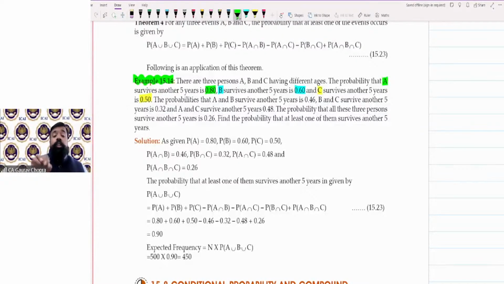Now, it is given that the joint probability that A and B survive jointly is 0.46, B and C survive jointly is 0.32, and A and C survive jointly is 0.48. The question is asking the probability that all three persons survive for the next 5 years is 0.26. Now, find the probability that at least one of them survives.